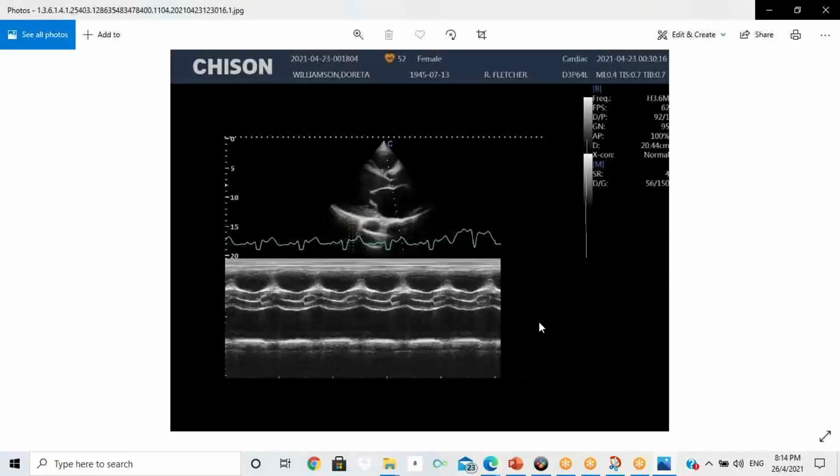So you're going to put your color across all the valves. You're going to put it across the septum. Anywhere you can have abnormal flow, you're going to, because you can have abnormal flow across the septum.